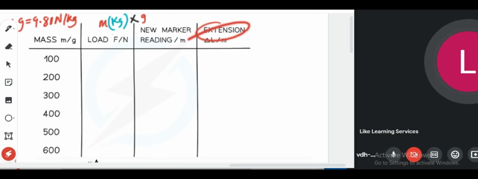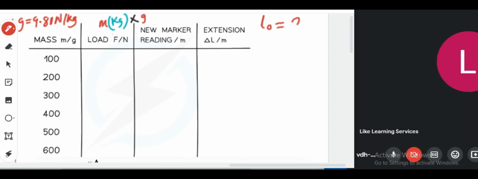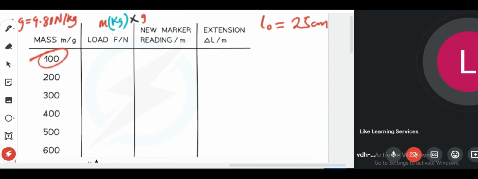And then we can calculate the extension. For instance, if the unstretched length, the original length, was 25 centimeters, and when we added the 100 gram mass it became 27 centimeters, that means the extension will be 27 minus 25: new length minus original length. Remember, extension is always new length minus original length.